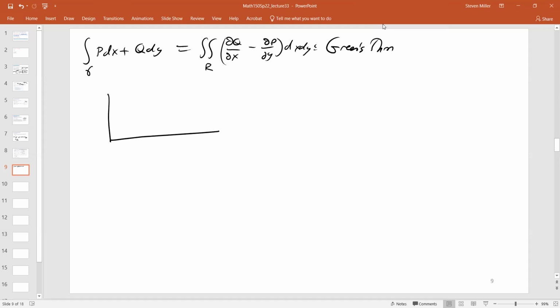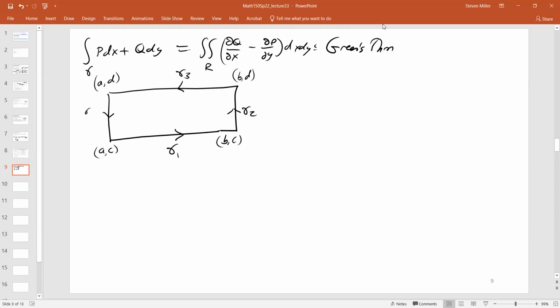So let's take a rectangle. And let's do this as the point A, comma, C. This would be B, comma, C. This would be B, comma, D. And this would be A, comma, D. And we travel like this, and I'll call this gamma 1, gamma 2, gamma 3, gamma 4.